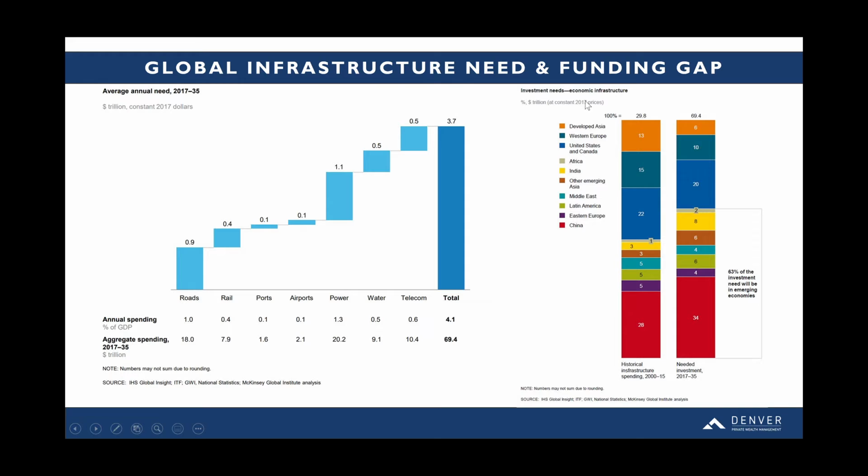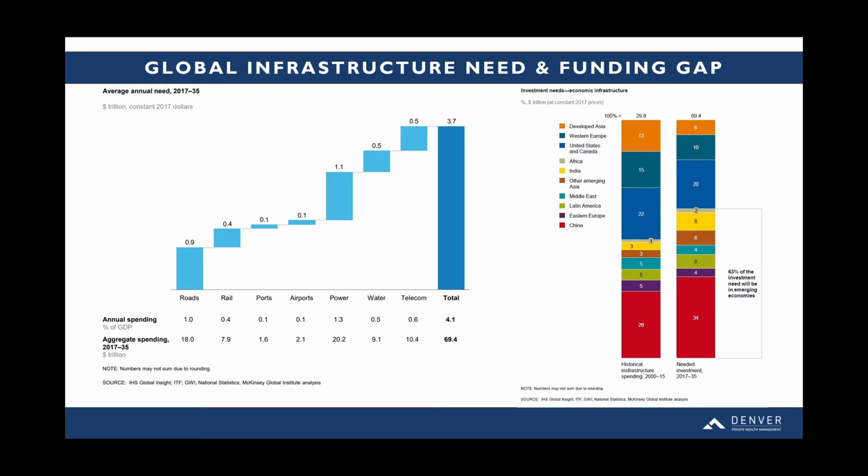If you look on the right, you'll notice that about 63% of the additional investment needed is going to be in emerging economies. You start looking at places like Western Europe, Africa, India, the Middle East, Latin America, where some of these economies are developing at a rapid pace, and they need to keep up with the explosion of population and economic growth from an infrastructure standpoint to meet those demands.